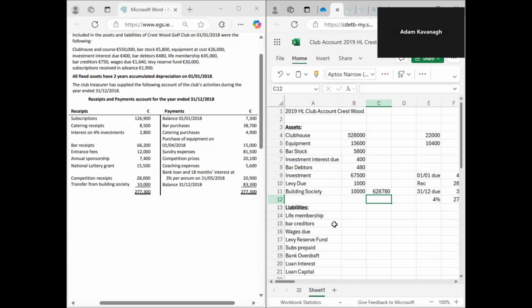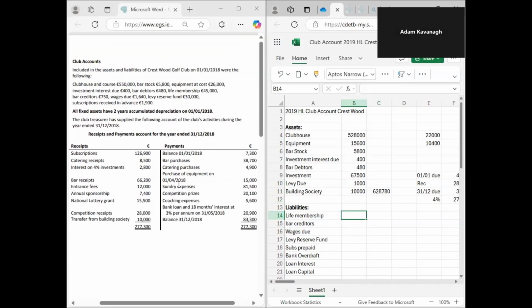Now with your liabilities, again, a lot of these can just come straight from the notes up the top at the start of the year. So we have life membership of 45,000. Bar creditors are 750. Wages due 1640. Again, all of these can just go in as they are. Levy reserve fund 30,000. That's money we received from members, but we need to spend it on improving the club in whatever reason we gave to them. Subs received in advance or subs prepaid 1,900.